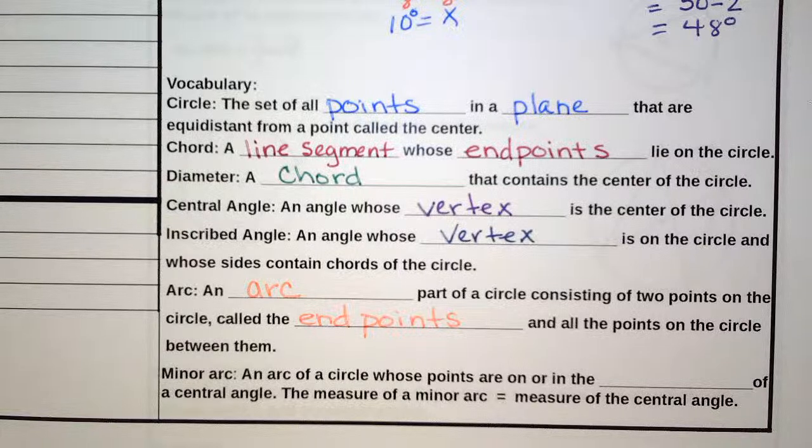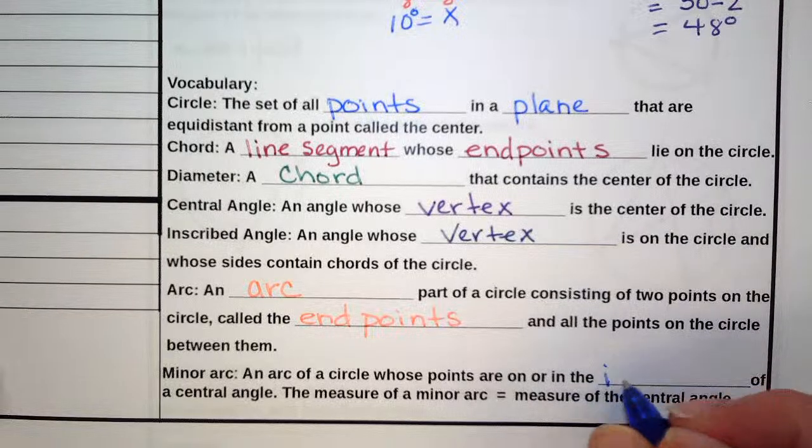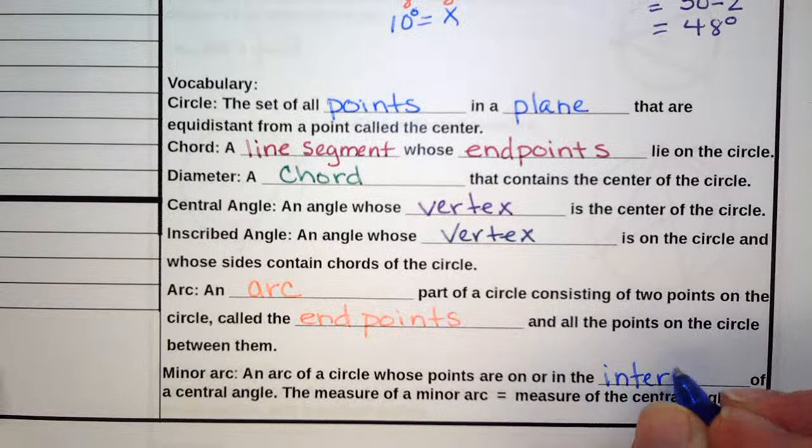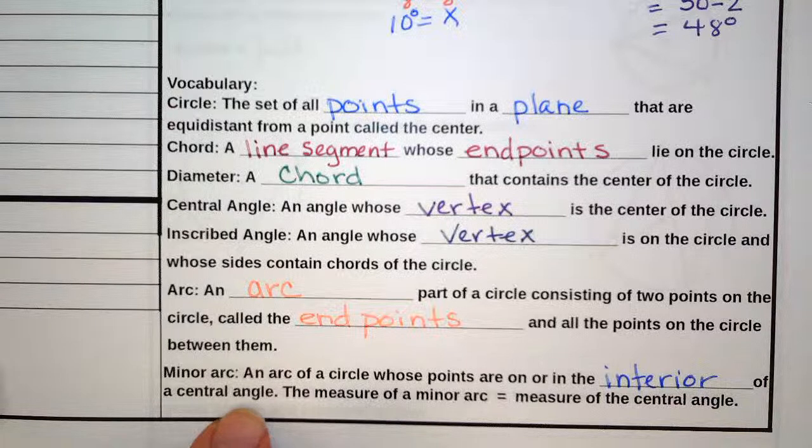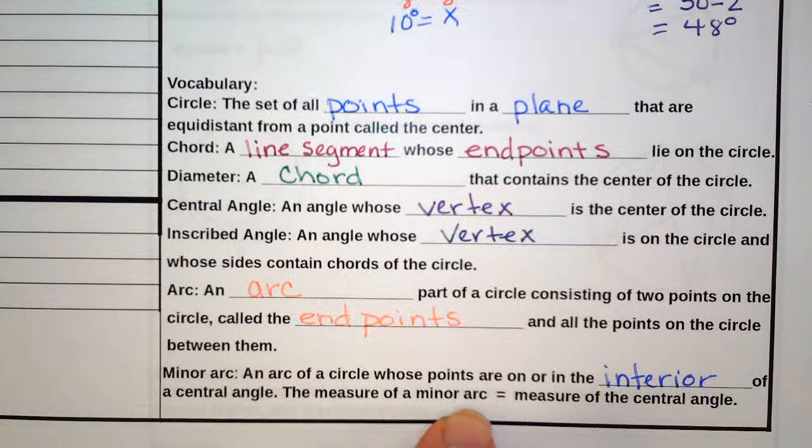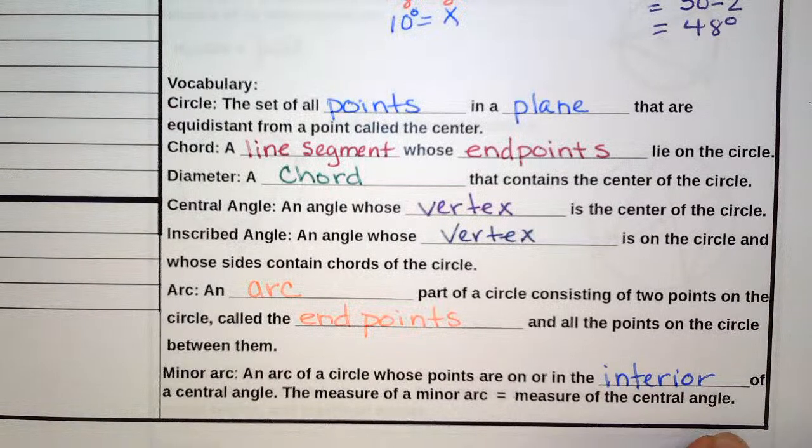An arc, a minor arc. We've got minor arcs, we've got major arcs, and we've got semicircles. Think of the word minor. Minor means smaller, so if you're looking at that set of smaller arcs. An arc of a circle whose points are on or in the interior of a central angle. The measure of the minor arc is equal to the measure of the central angle.